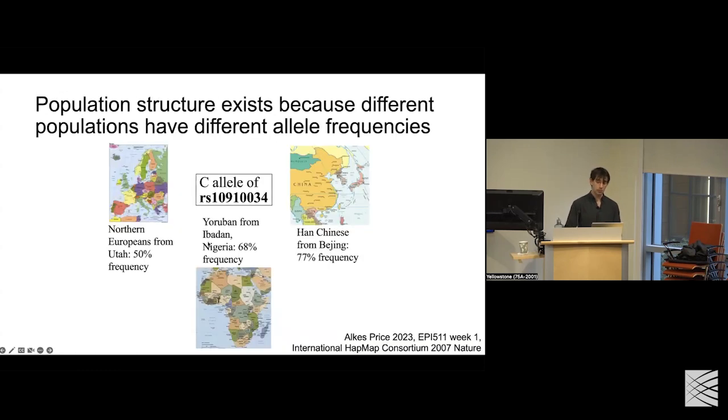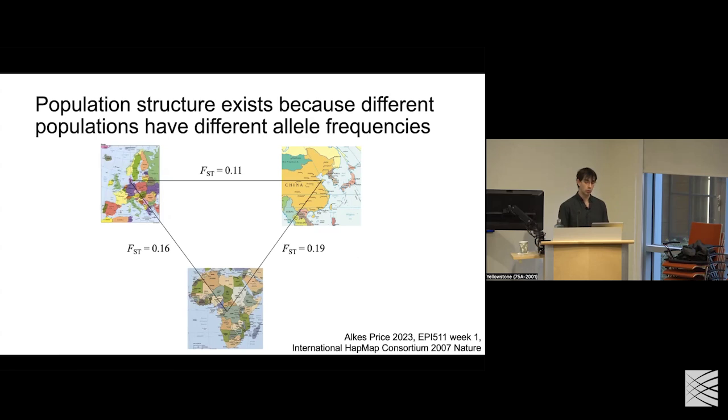And so to make things more concrete, we can look at a very specific mutation, RS109100034, and look at 3 populations that have been sequenced in this HapMap project. So we have Northern Europeans from Utah, Yoruban individuals from Nigeria, and Han Chinese individuals from Beijing. We can see that this mutation has different frequencies in these 3 populations. There's nothing particularly interesting about this mutation, but it's an example of how we might have different allele frequencies.